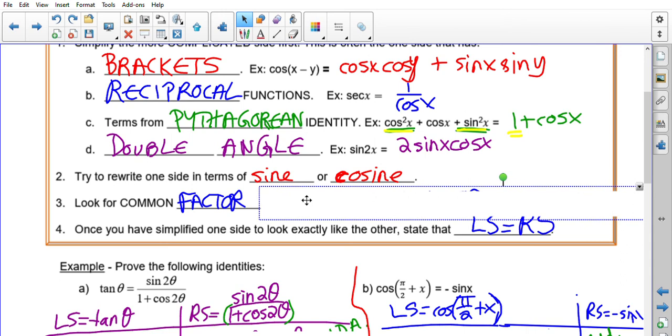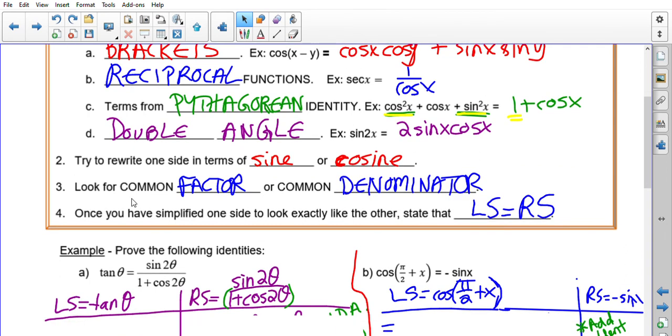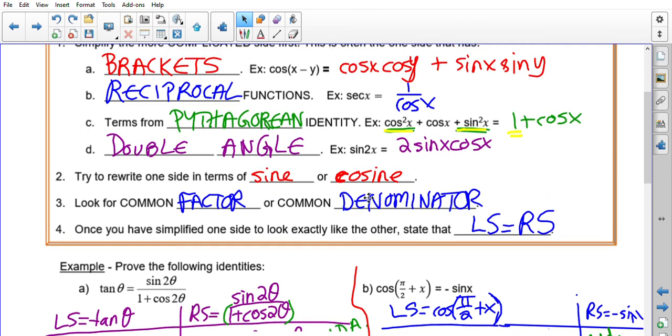You're going to want to look for a common factor. So there might be a term that you can take out of both. So make sure you look for GCFs. If you are working with rational expressions, so if you've got some fractions and multiple terms being added or subtracted, you might need to find a common denominator in order to combine the terms.